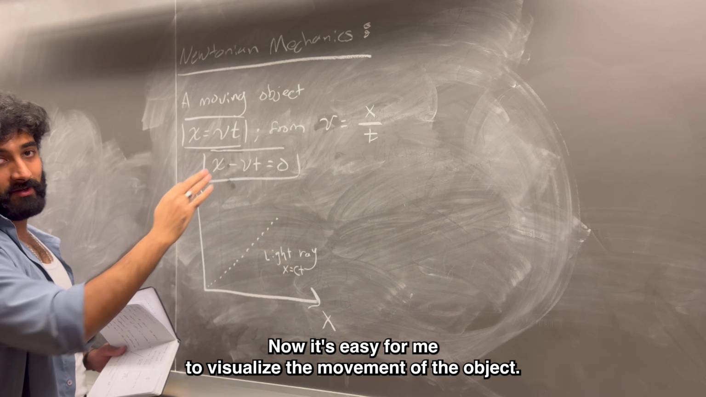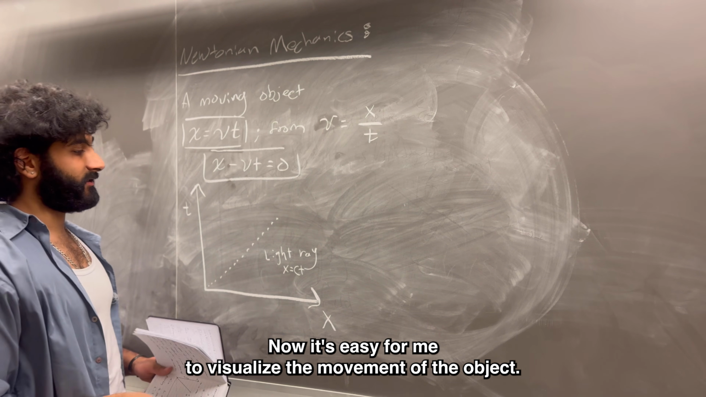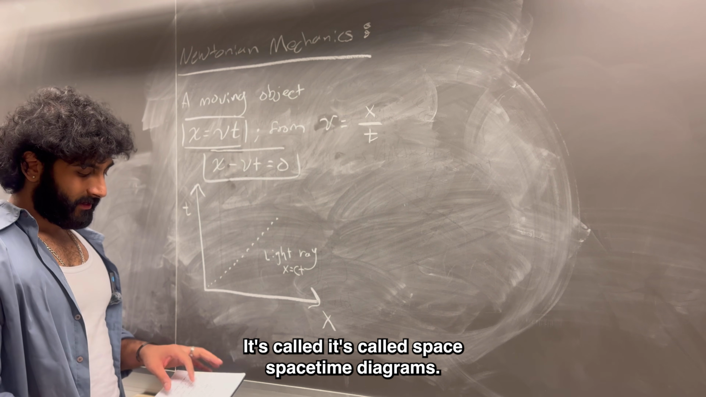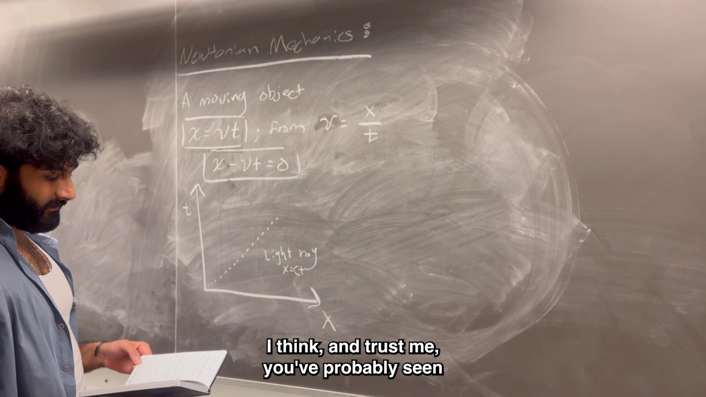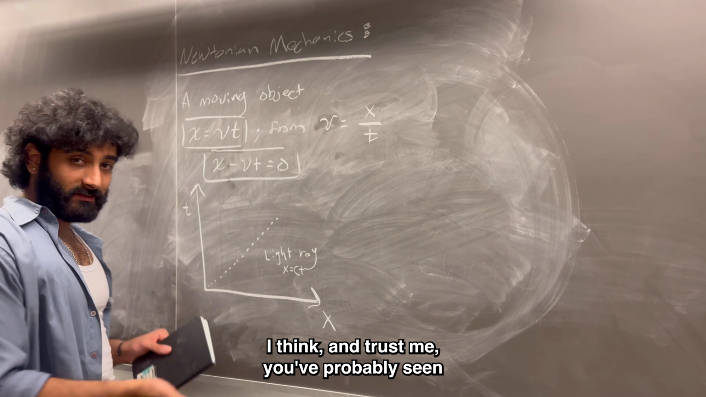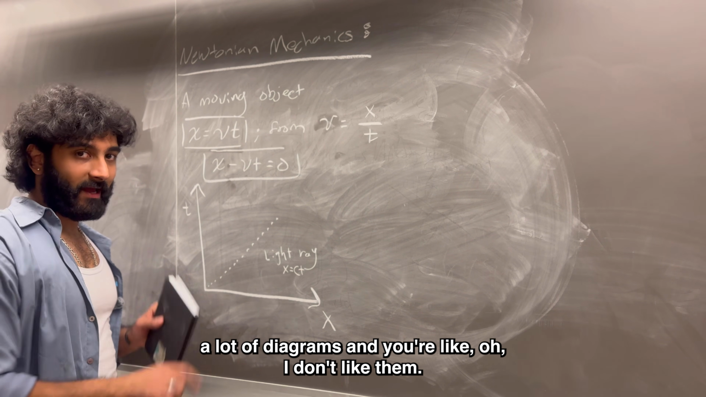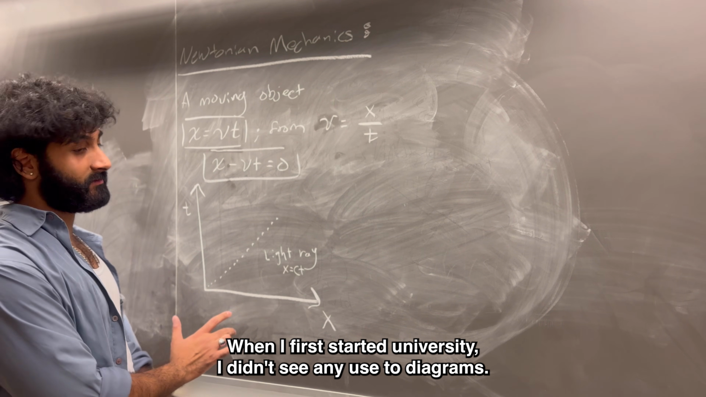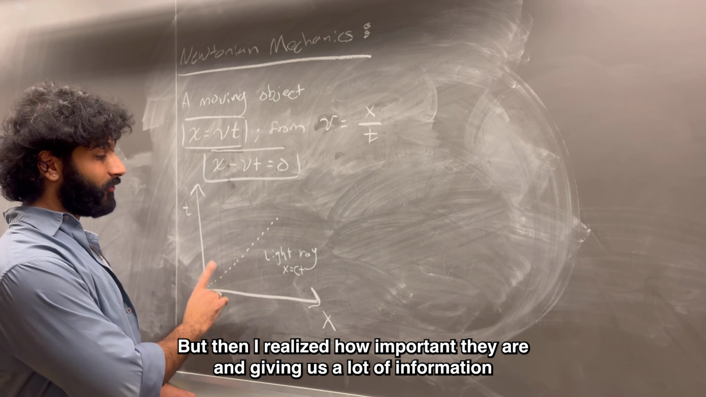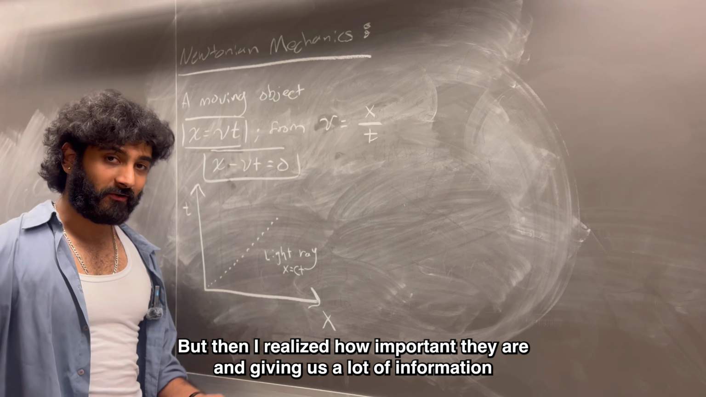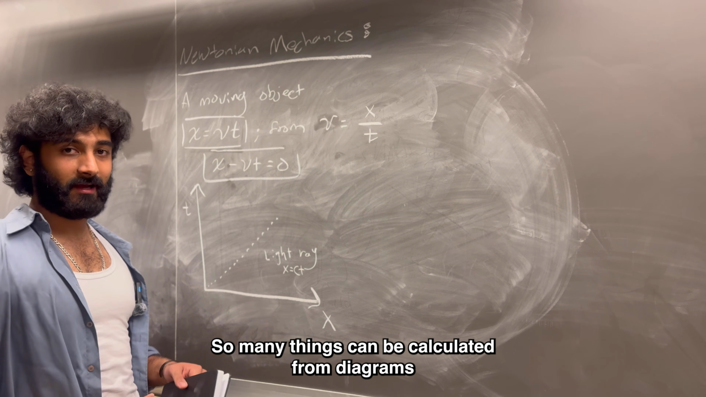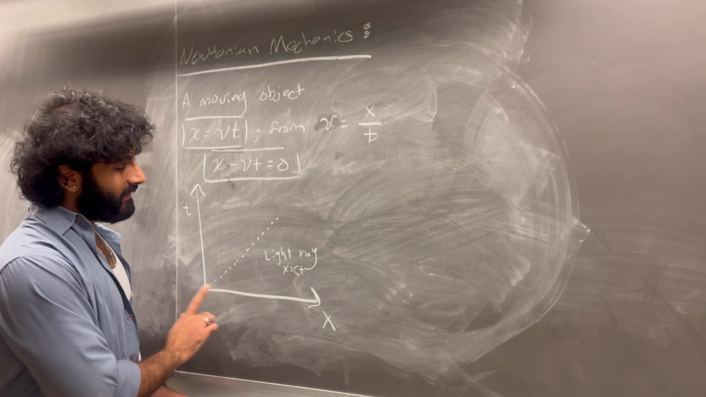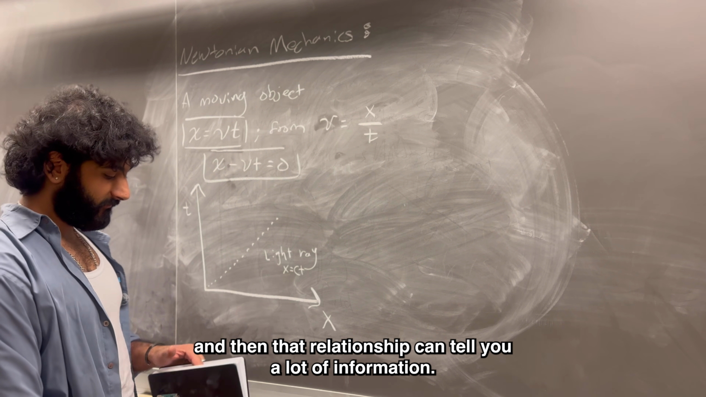Now, it's easy for me to visualize the movement of the object. And how do we do that? We do that by these diagrams. They're called space-time diagrams, I think. And trust me, you've probably seen a lot of diagrams, and you're probably like, oh, I don't like them. I didn't like them too. When I first started university, I didn't see any use to diagrams, but then I realized how important they are in giving us a lot of information about things. So many things can be calculated from diagrams, because it gives you a relationship between two separate things, and then that relationship can tell you a lot of information.